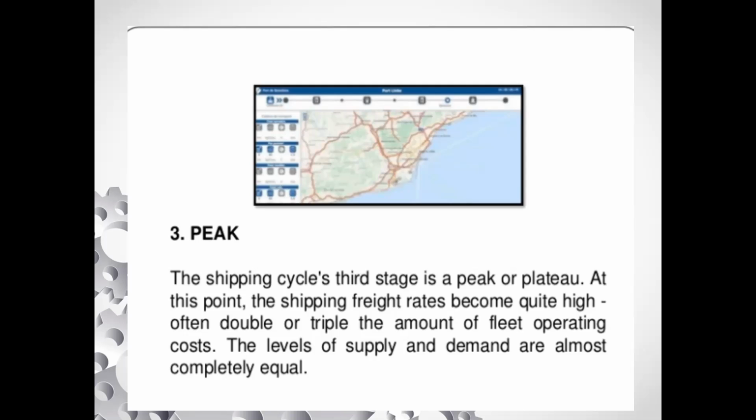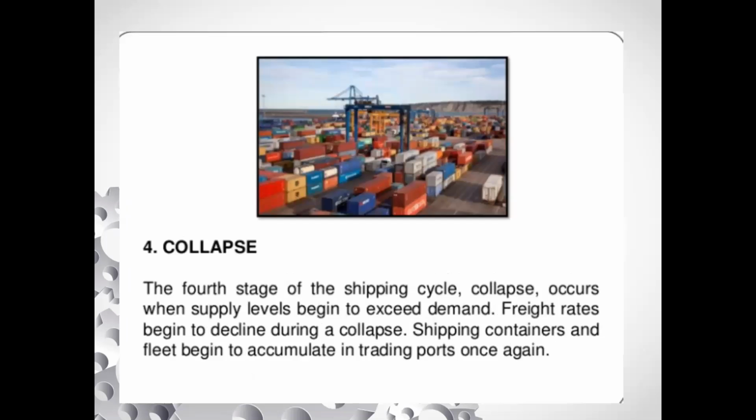And of course, that is good. But how long will this customer pay? How long will the competitors wait? Looking at this, new management may come, new vessels may come. Why don't I earn? Why is only that particular fleet earning? So in the fourth stage, collapse, the stage of the shipping cycle collapse occurs when the supply level begins to exceed demand.